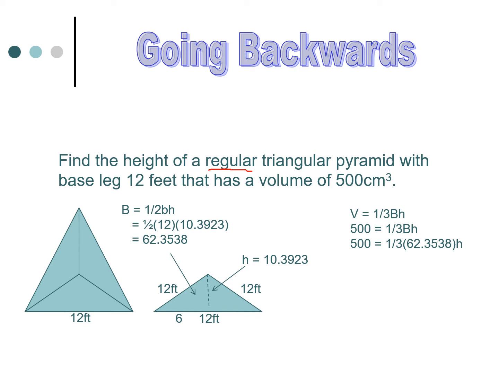Go ahead and do 1/3 times 62.3538 to get 20.7846. And then now it's a pretty easy pre-algebra problem to solve for the height. Divide both sides by 20.7846. And the height turns out to be approximately 24.0562 feet.